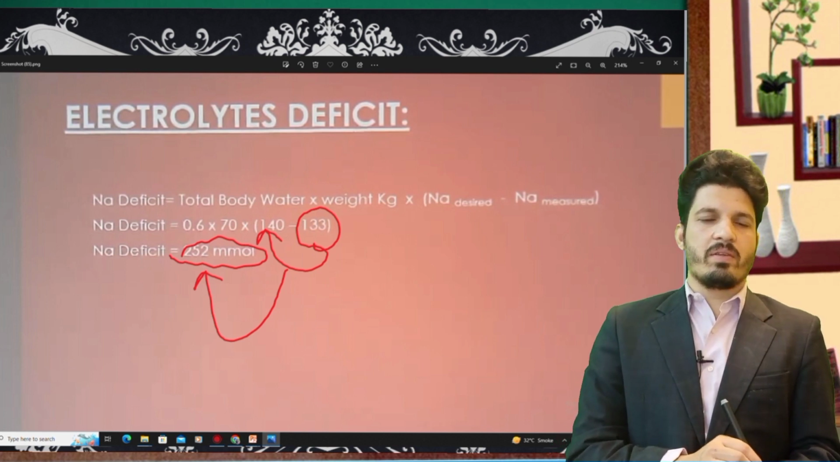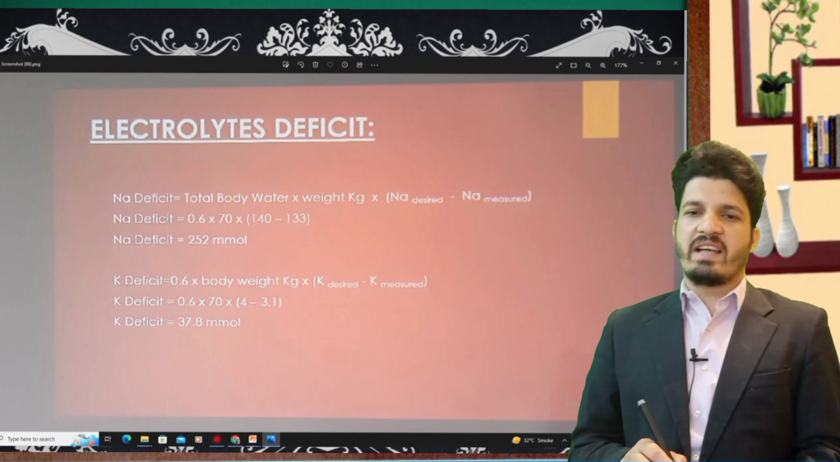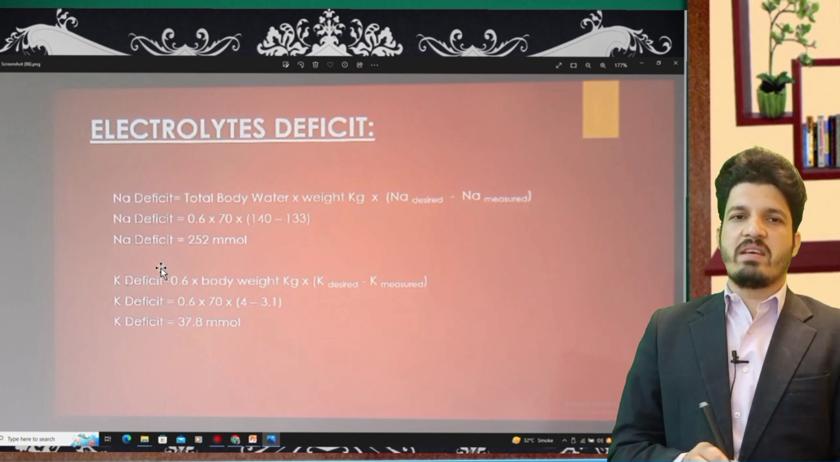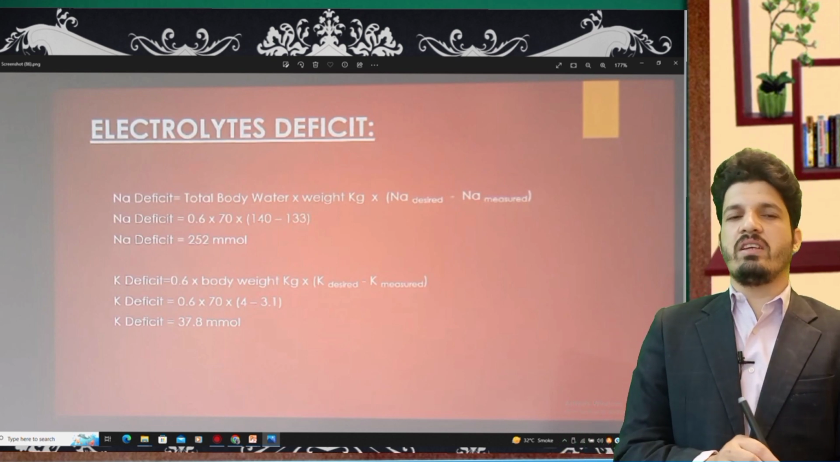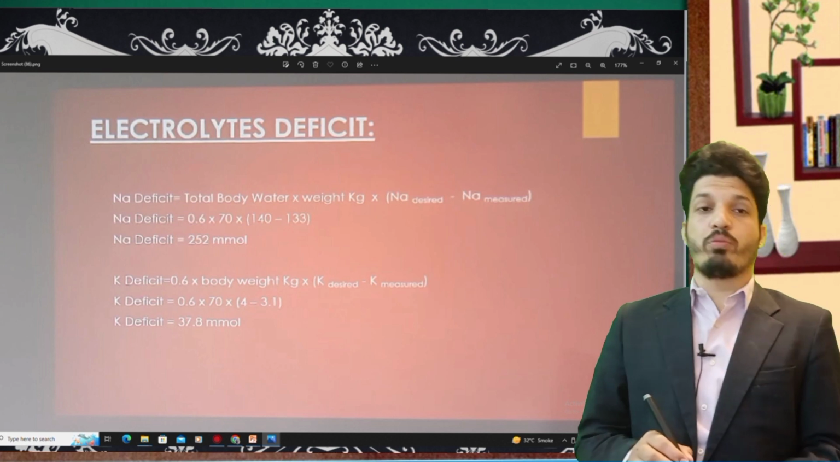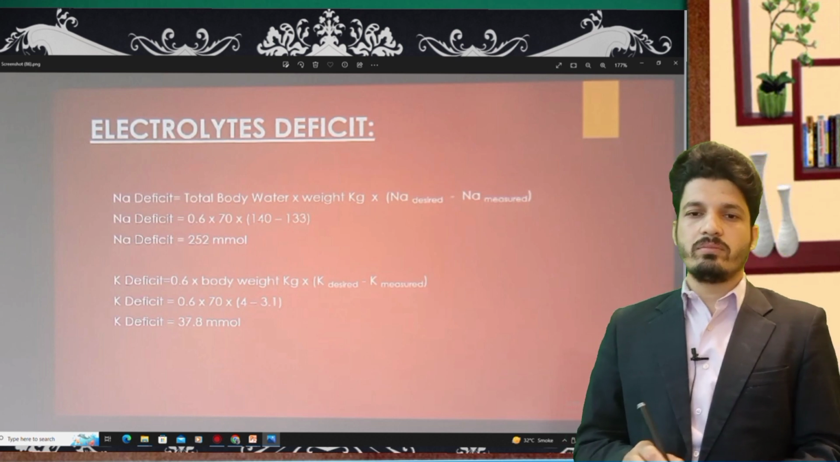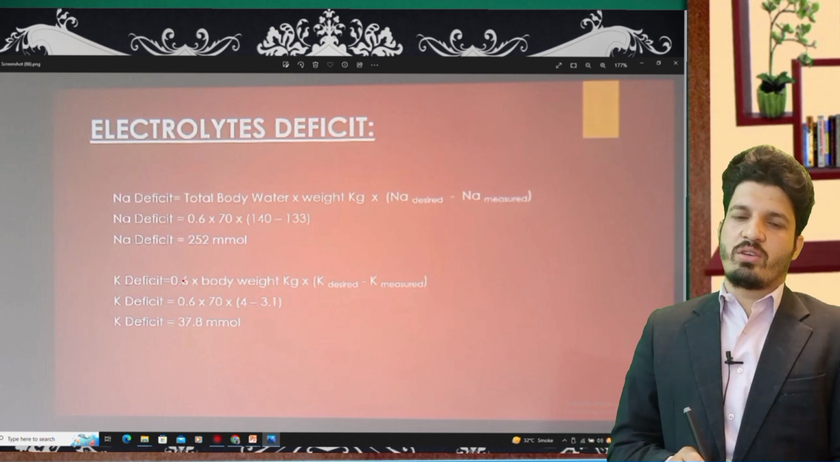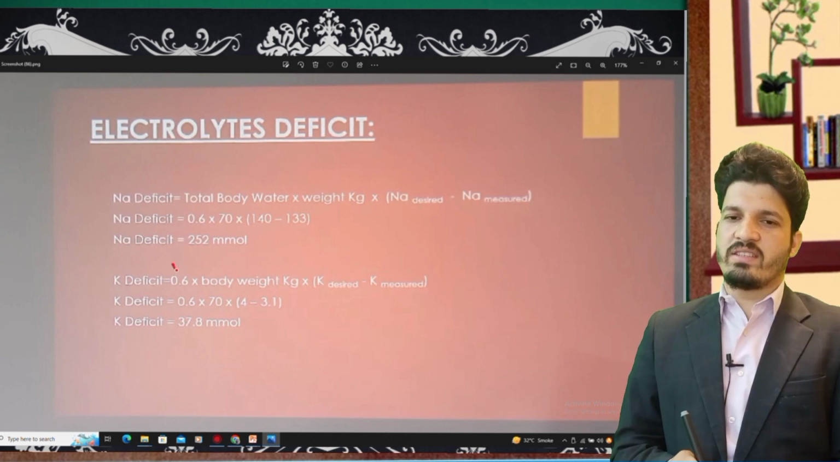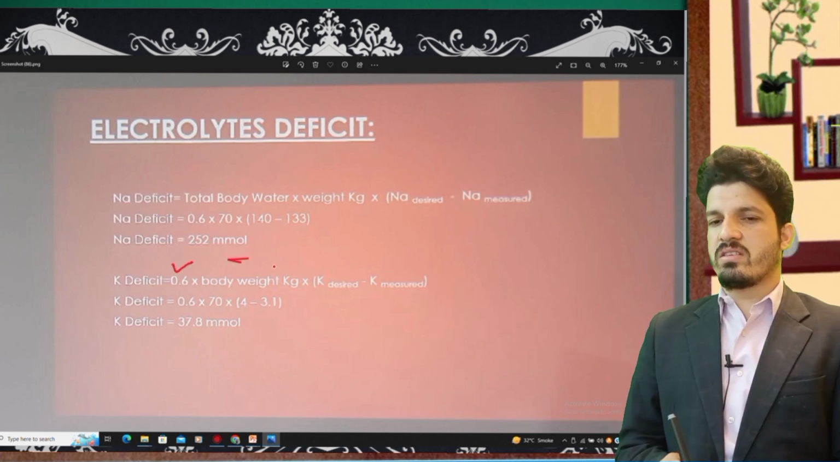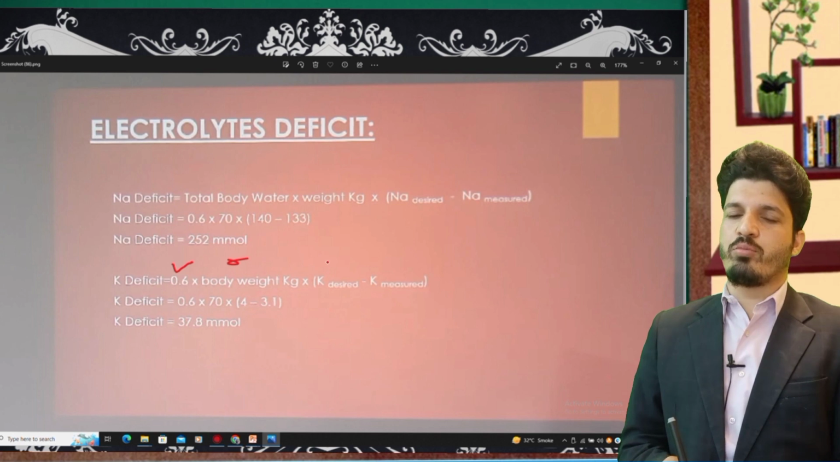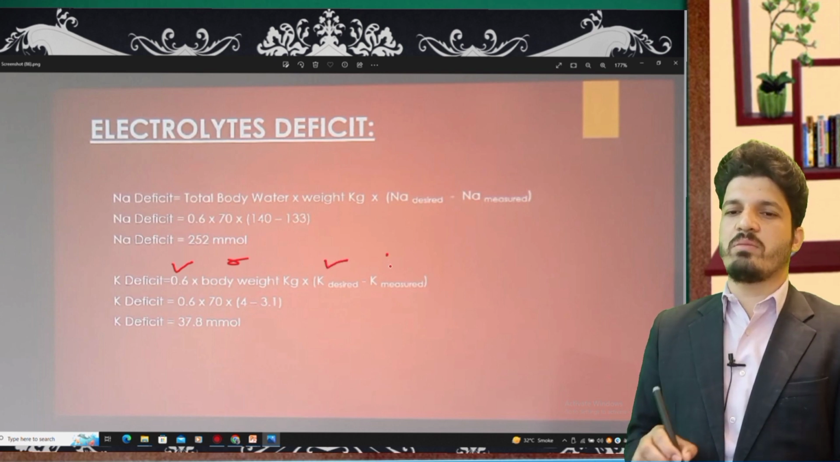In the same way, we are moving towards the next slide. In the same way, we have explained the calculation of the potassium deficit. Again, total body water, that's the 0.6, then body weight in kg, and then potassium desired minus potassium measured.